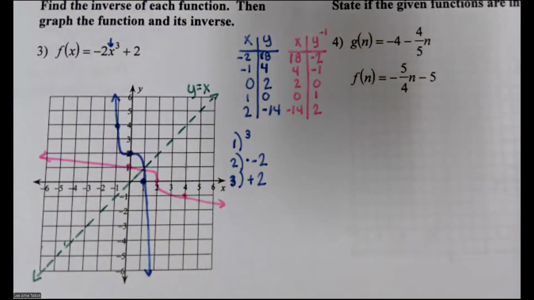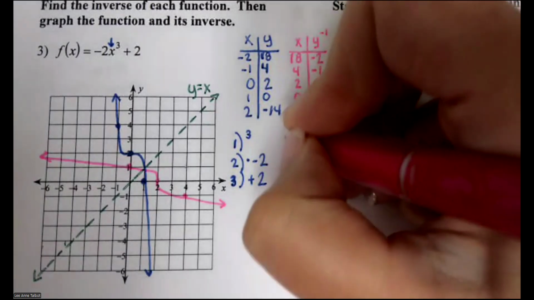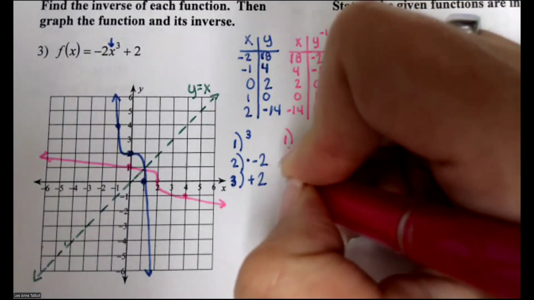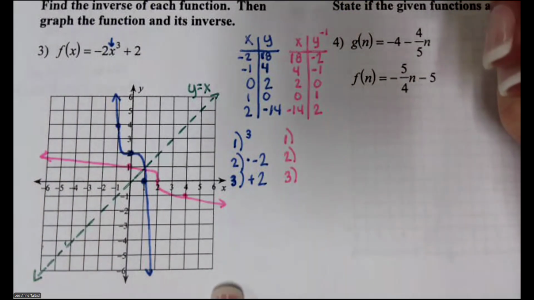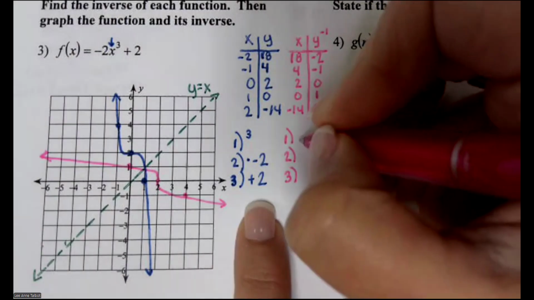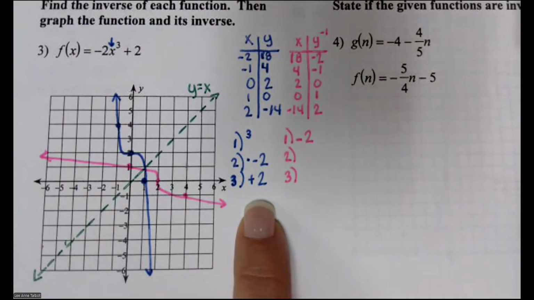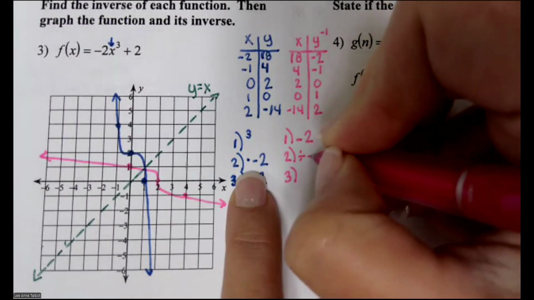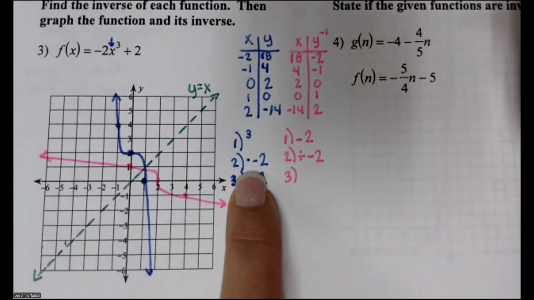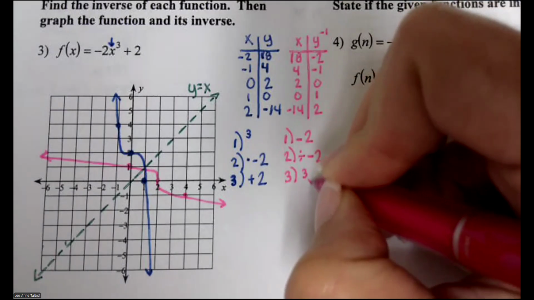Okay, we have one more thing to do. Steps and write the inverse. Okay. Minus 2. Divide by negative 2. Cube root.